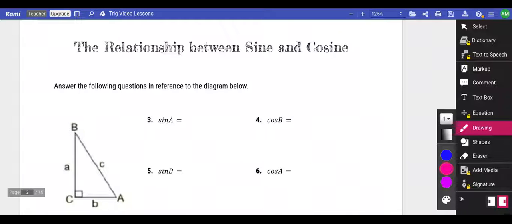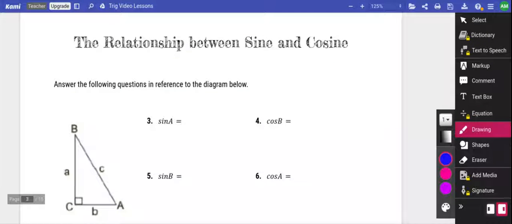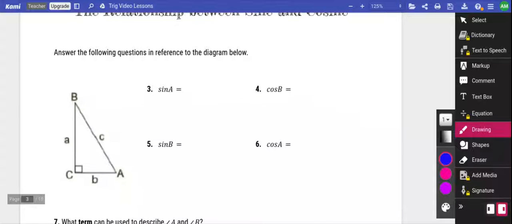Today we're going to talk about the relationship between sine and cosine. So the first thing we're going to do is answer these questions in reference to the diagram below. The sine of A. If A is the angle I'm referring to, this is my opposite side, this is my hypotenuse, and this is my adjacent side. Sine is O over H. So my opposite is A, my hypotenuse is C.